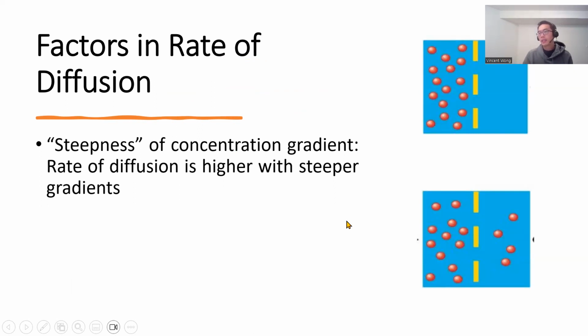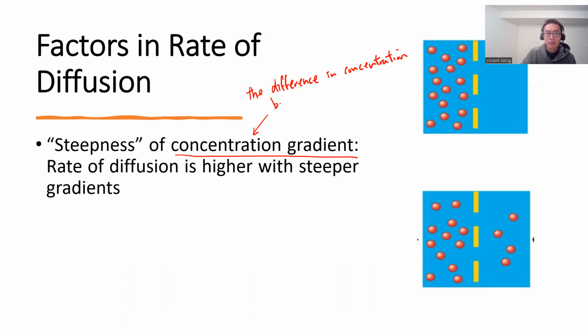Next factor is called the steepness of the concentration gradient. Okay, a concentration gradient is just talking about the difference in concentration between 2 points. How much of a difference are we talking about? The greater the difference, the steeper the gradient, and the faster the rate of diffusion is going to happen.